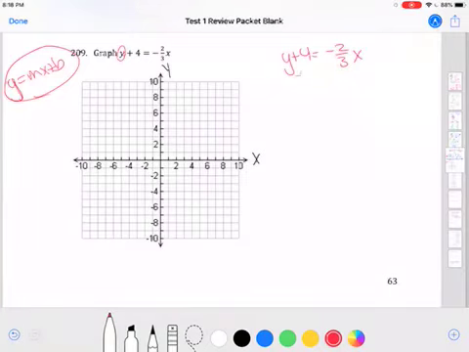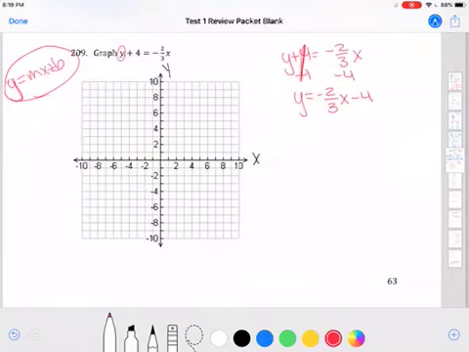To get that plus 4 to the other side, I have to do the opposite, which is minus 4. So that plus 4 and minus 4 cancel each other out. My Y equals comes down, and I can't combine those. One of the terms has an X, the other one doesn't, so they're not like terms. So the negative 2/3 X comes down, and the minus 4 comes down following it. And that is Y equals mx plus b form.